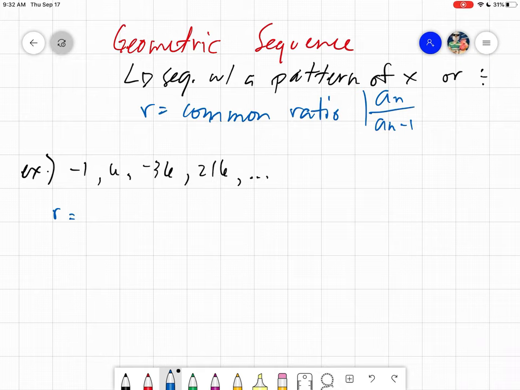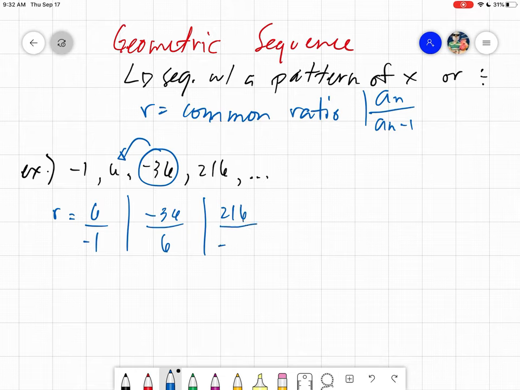Okay? So, say we took 6 and divided it by negative 1. So, that is the first. Let's try now the second one. That's negative 36 divided by positive 6. And the last one is 216 divided by negative 36. Our point here is why we are taking as many common ratios as we can: we want to determine that this is a common ratio, and when we talk about common, it must be consistent.